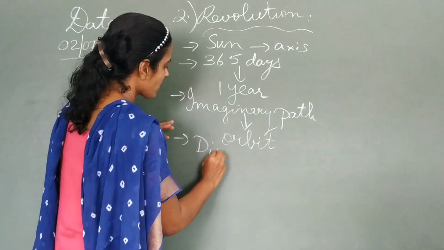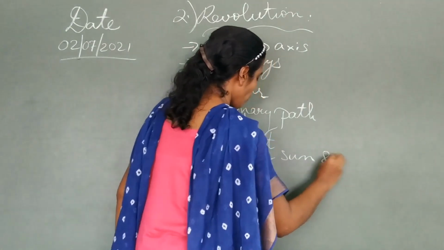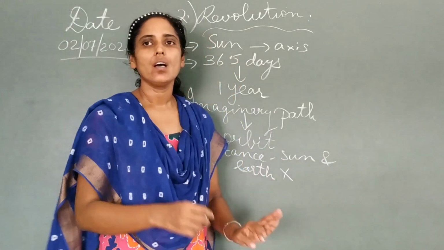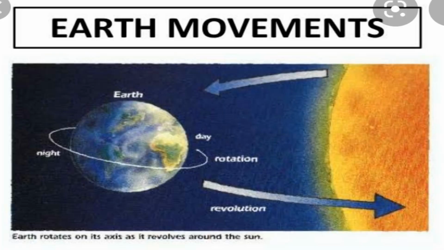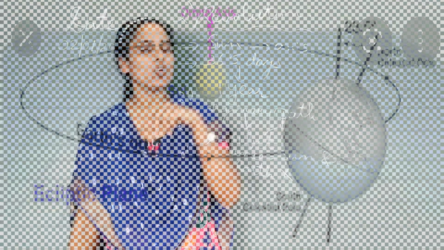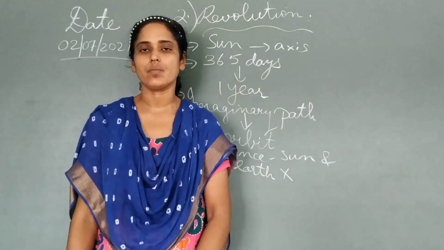Distance between sun and earth is not the same throughout the year. Why? Because of revolution. Because the earth rotates on its own axis, that you know, but it creates an angle of 23.5 degrees on its axis and 66.5 degrees on its orbit.